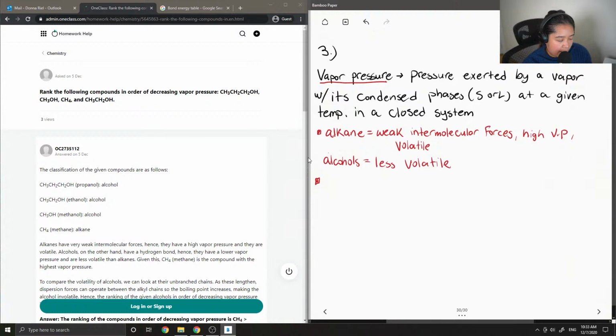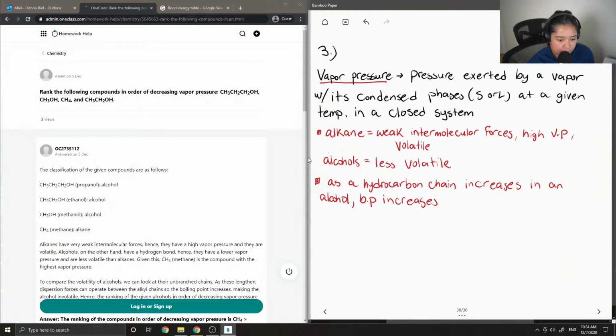So another note that I'd like to add is as the hydrocarbon chain in the alcohol increases, the boiling point increases as well, making a less volatile alcohol. So this is due to dispersion forces.